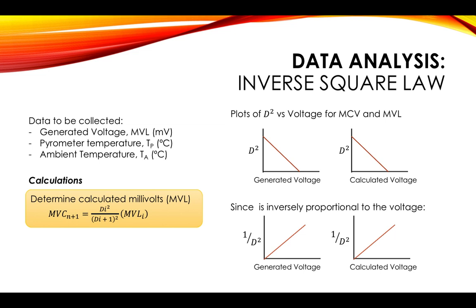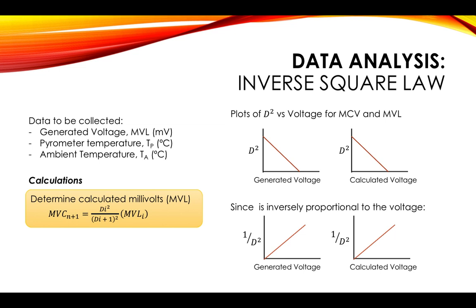For the inverse square law, we will obtain the same data measurements. For determining the calculated millivolts, we will use the ratio of the squared distances using the first measurement as reference and with the rest of the data obtained. For analysis of the data, we plot the squared distance versus both the generated and calculated voltage and see its behavior. We should expect a linear relationship between the data.